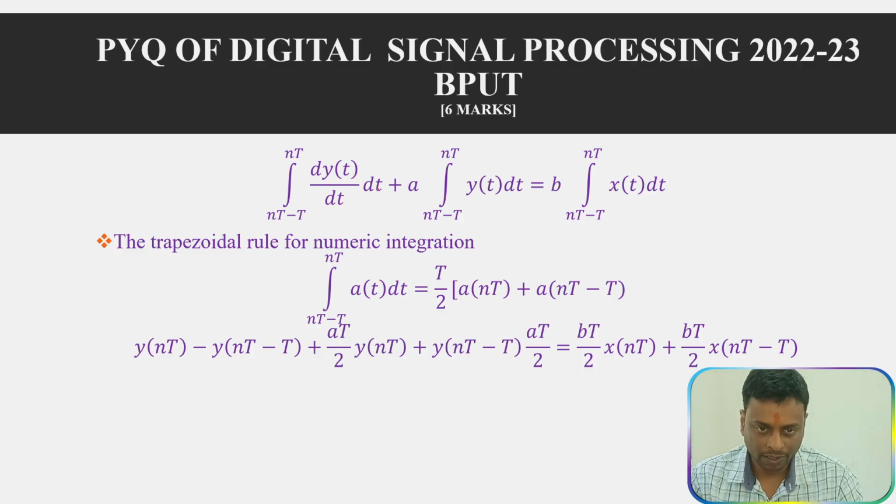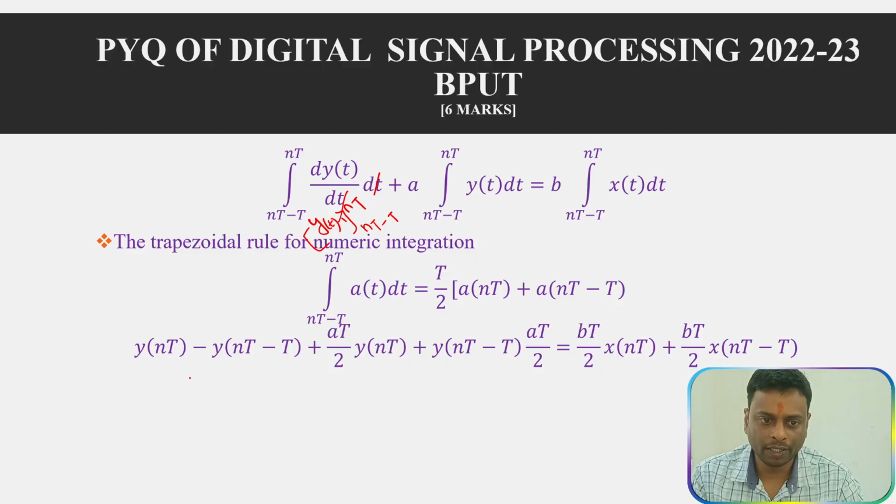In this case, the dt will be cancelled out, so it will be y of t only. If we put y of t, the limit is from nT minus T to nT. So that will be y of nT minus y of nT minus T. Then you can put this formula for this integration, replacing a with y.